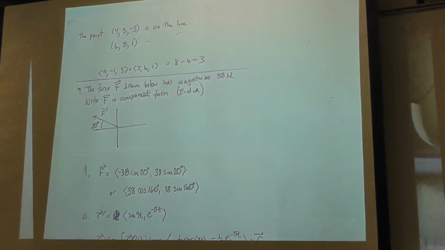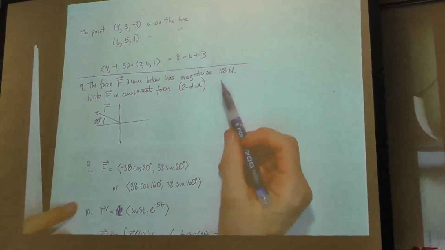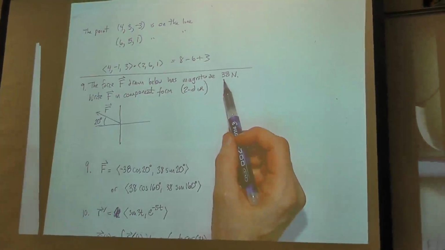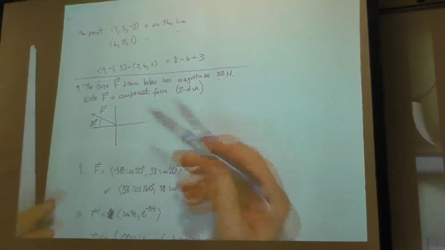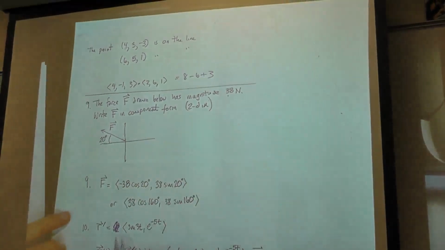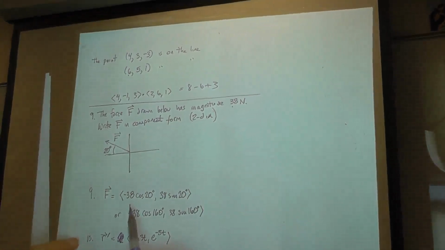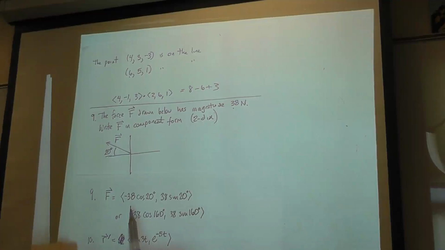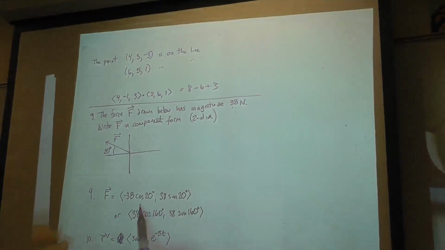We start looking, magnitude corresponds to length. Be careful which angle you use. If you use the 20-degree angle, then you've got to make your x component negative. Cosine 20 degrees is always positive.